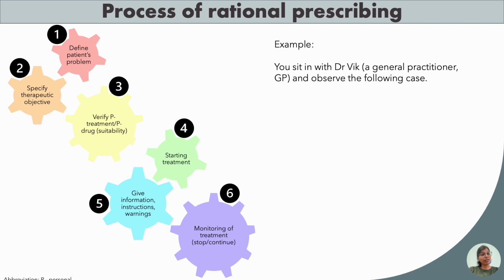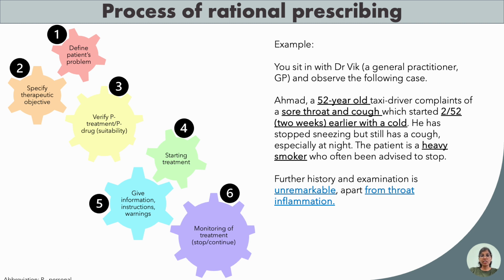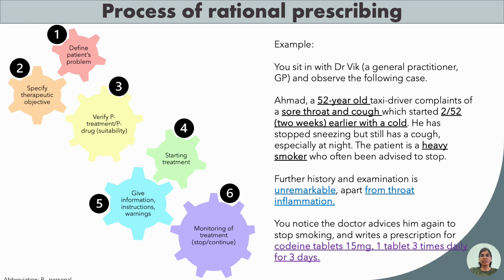Now, this is an example. You sit, as a medical student, with a general practitioner or a GP. Let's just say his name is Dr. Vic. And you observe the following case. Ahmed, a 52-year-old taxi driver, complains of sore throat and cough, which started 2 weeks earlier with a cold. He had stopped sneezing but still has cough, especially at night. This patient is a heavy smoker who has often been advised to stop. Upon further history taking and examination, the examination of the systems was unremarkable apart from throat inflammation. So now you notice Dr. Vic advises him to stop smoking and writes a prescription for codeine 15 mg, 1 tablet 3 times a day for 3 days.